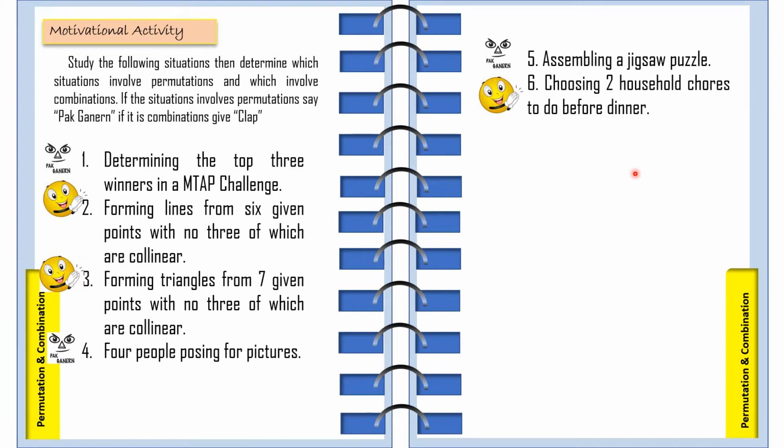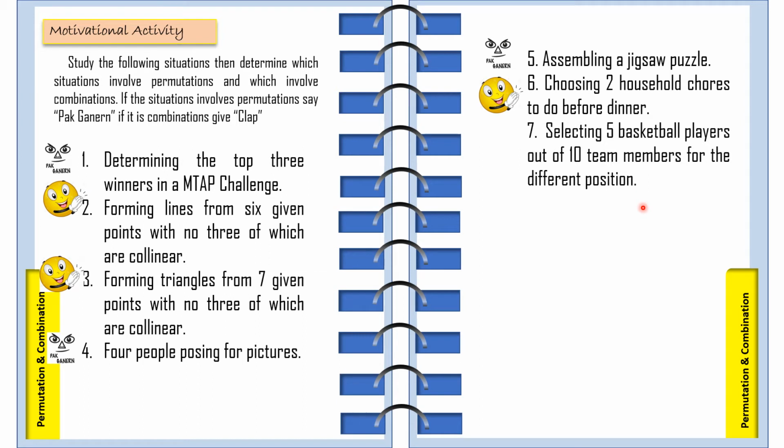Okay? Next, situation natin. Selecting 5 basketball players out of 10 team members for the different positions. Is it a pack ganun or a clap? Okay, the correct answer is pack ganun. Okay? So order is very important dito.